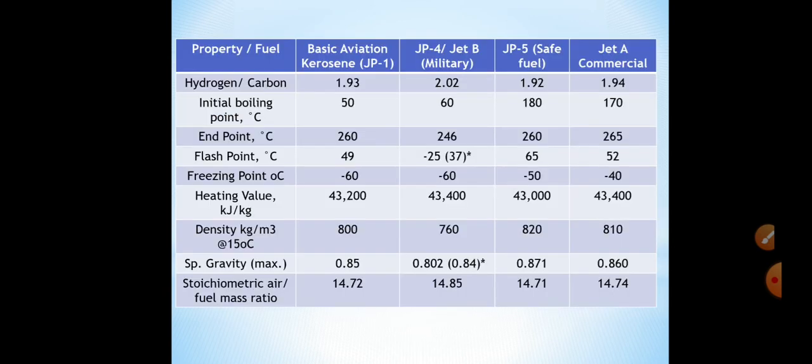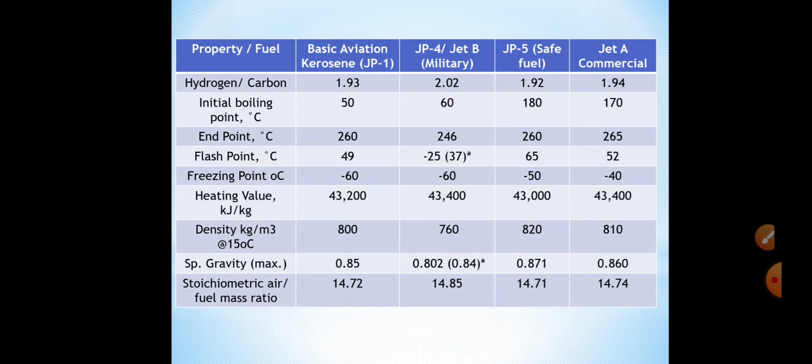Here you can see different types of fuels, that is basic aviation kerosene, JP4, JP5, and Jet A commercial. These are the types of fuels which we will be using in aviation. Basic aviation kerosene can be used in commercial aircraft, whereas JP4 or Jet B can be used in military aircraft. JP5 is for safe fuel conditions, and Jet A for commercial.